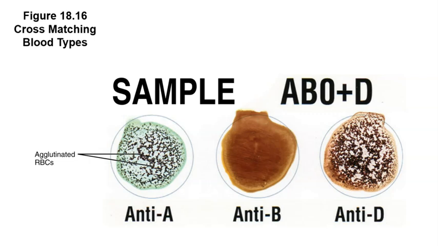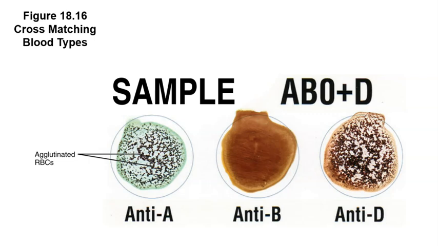If the corresponding antigen is present on the red blood cells, they will clump or agglutinate in the presence of that antiserum. So in this example, the blood sample has agglutinated in the presence of the anti-A antiserum, which means those erythrocytes have the A antigen. They have not agglutinated in the presence of the anti-B antiserum, which means that they do not have the B antigen on their surface. And finally, we see that the sample of blood has agglutinated in the presence of the anti-D or anti-Rh antiserum, meaning that the erythrocytes have the Rh antigen present on the surface of their plasma membrane.